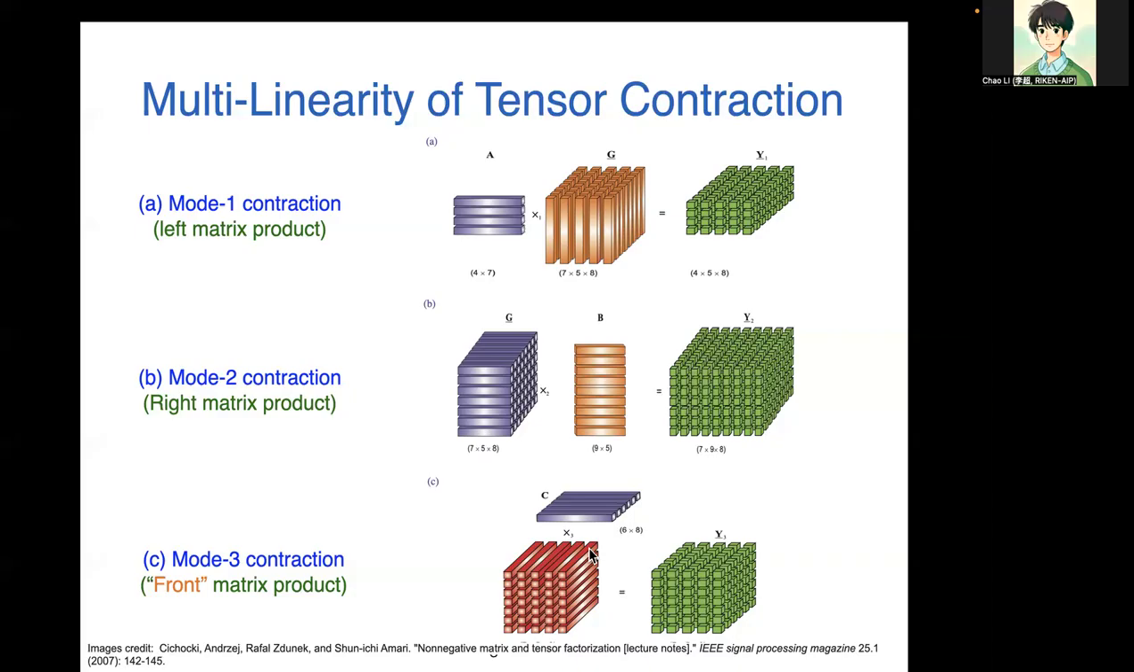So the key point here is that tensor contraction is multilinear. That means we can operate on each mode independently and linearly. And we can choose which mode we want to contract over, depending on the problem. This flexibility is what makes the tensor so efficient and flexible for representing and processing high-dimensional structures.